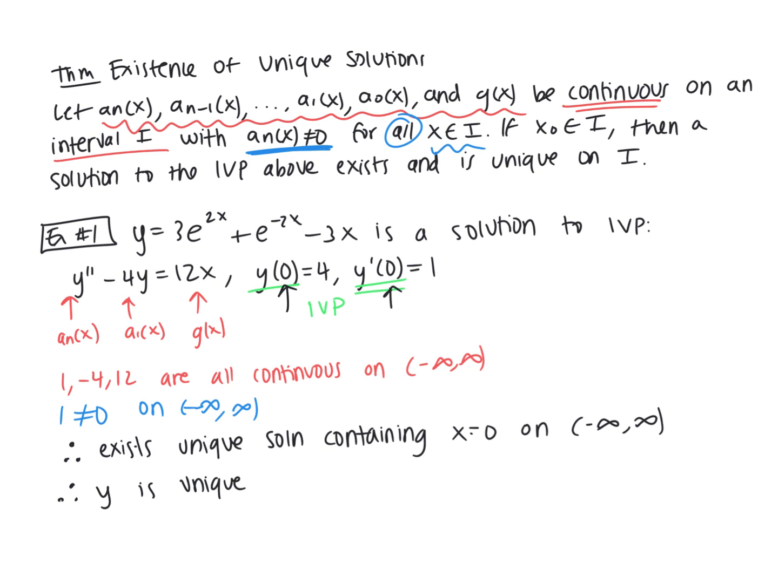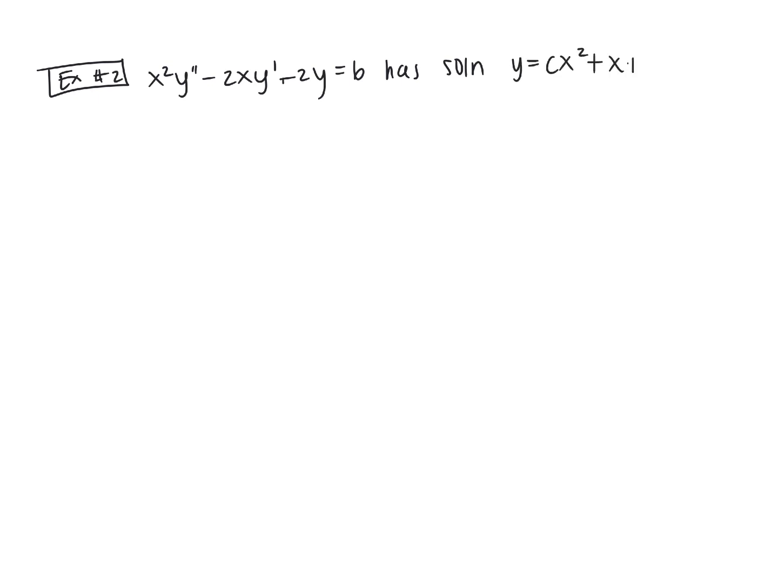Okay. Let's look at another example where the solution is not unique. So here is the next one. We have x squared y double prime, subtract 2x y prime, add 2y is equal to 6. And that has the solution y equals cx squared, add x, add 3. And so we want to know, is that solution y unique?